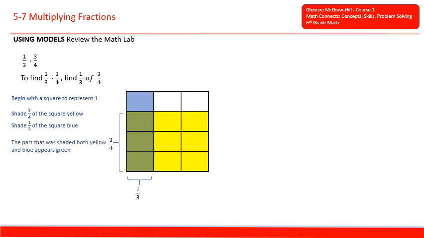The part that was shaded both yellow and blue appears green. 3/12 of the square is shaded green. So 1/3 times 3/4 equals 3/12. Or if we simplify, which we always will, it's going to be 1/4.